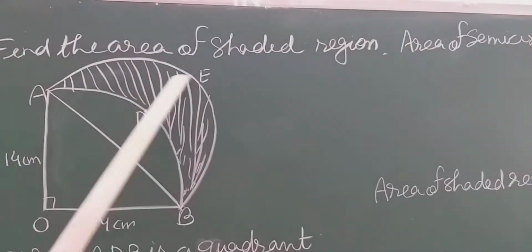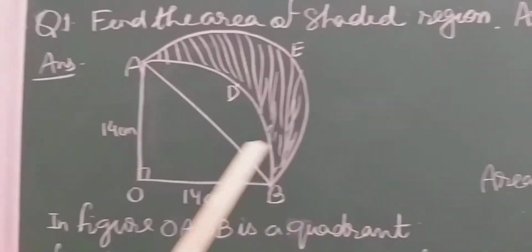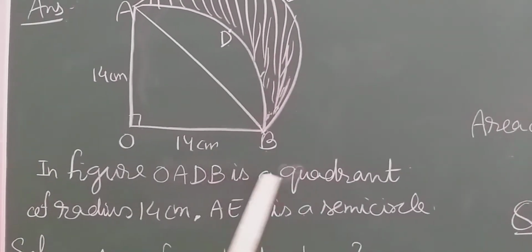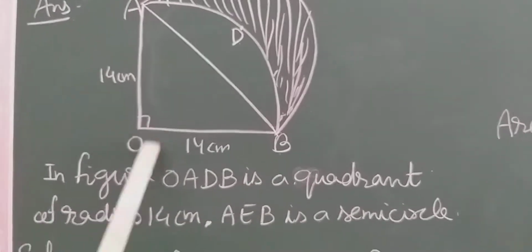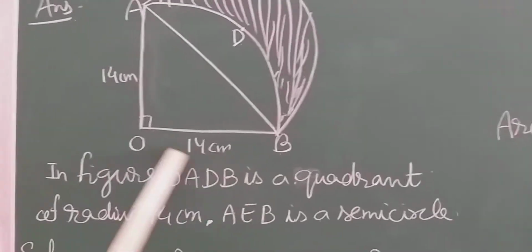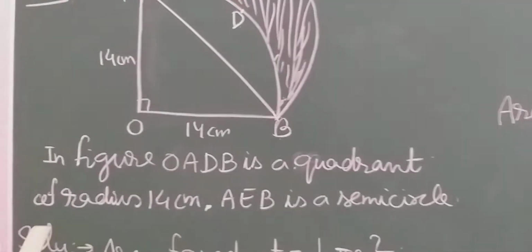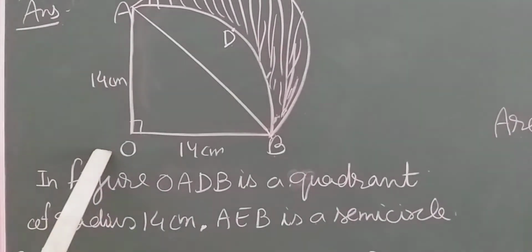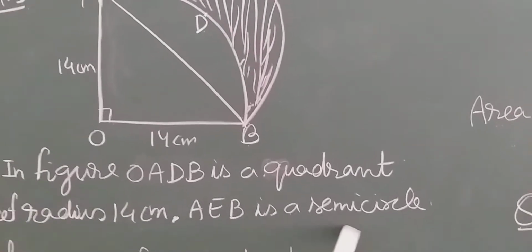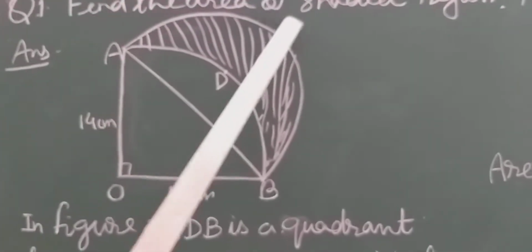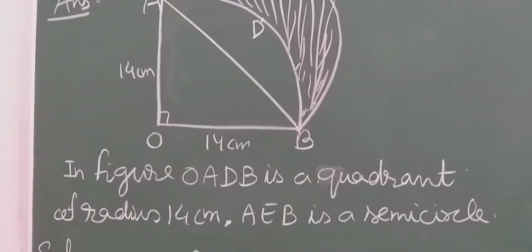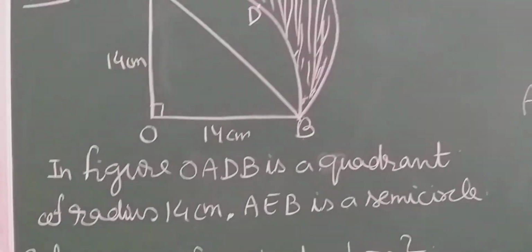Find the area of the shaded region if figure OADB is a quadrant. OADB is a quadrant of radius 14 centimeter. AEB is a semicircle. So how can we solve?